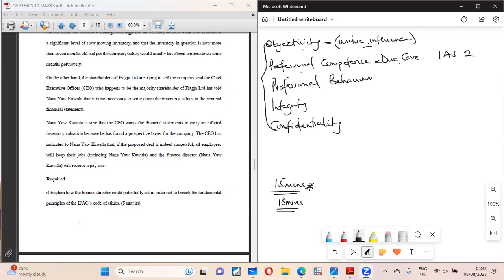So could potentially act. Do you remember I told you to use the what-if analysis? That is how you can explain professional competence and due care. So he can side with the CEO, which means that he has not done the thing according to the knowledge and skill he had, and he has not worked diligently. And so that one will result in this. The moment that happens, this one is just incidental. It happens automatically because of these two. And if he also sides with the CEO, it means he has not acted with integrity.